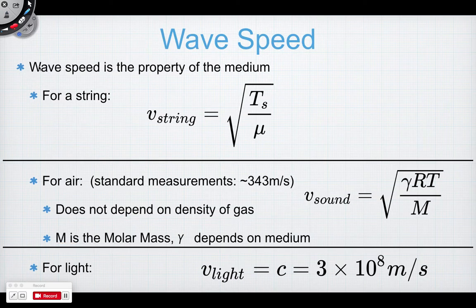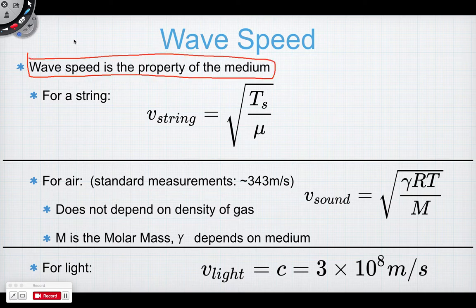Wave speed. The key thing I want to tell you right here is what you have to know the most. Very important. The wave speed is a property of the medium. The wave speed is a property of the medium. If I want to change a wave speed, I must change the medium.